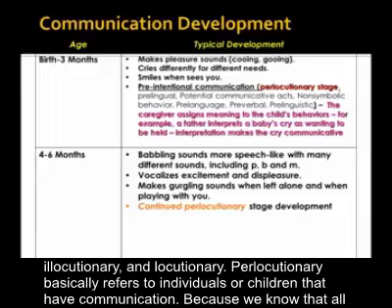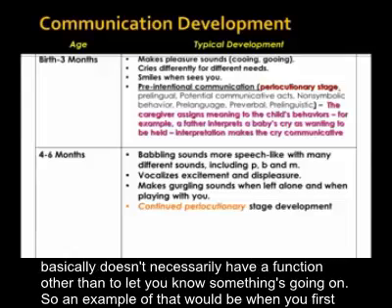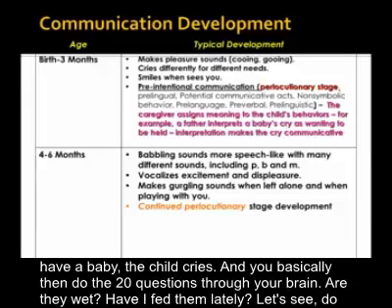Perlocutionary basically refers to individuals or children that have communication, because we know that everybody communicates from the time they get out of the womb and then on. So perlocutionary communication is that communication that basically doesn't necessarily have a function other than to let you know something's going on. An example of that would be when you first have a baby.